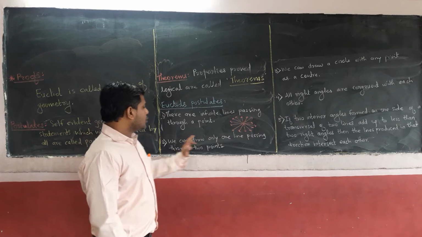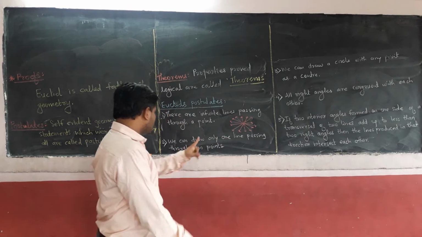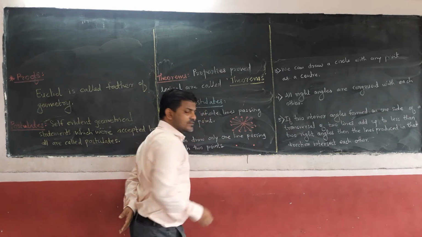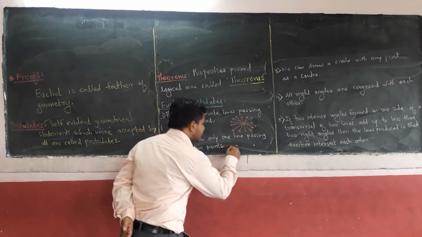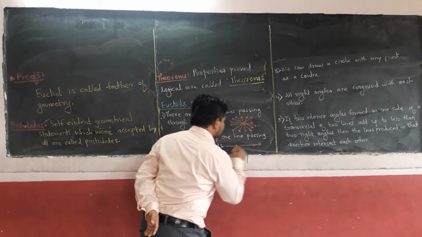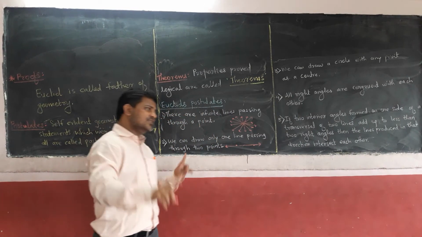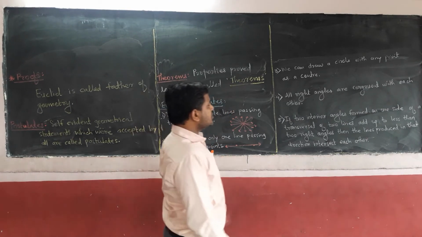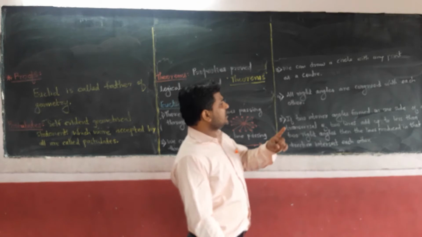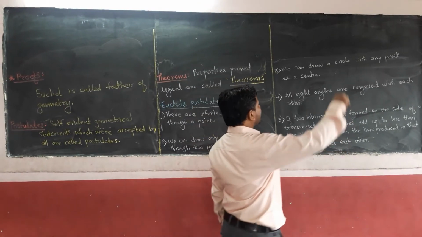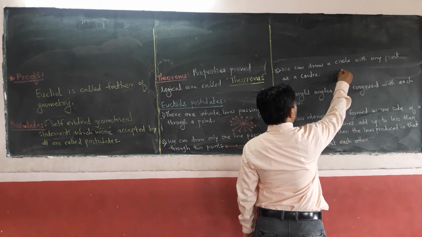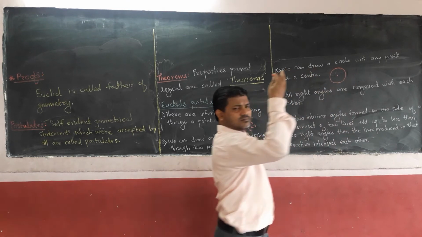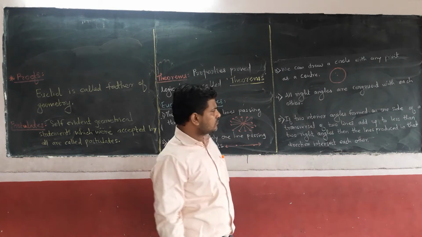Second, we can draw only one line passing through 2 points. Suppose there are 2 points. How many lines can we draw through these 2 points? Yes, we can draw only one line. It is the only one line which passes through 2 distinct points. Third postulate: we can draw a circle with any point as a center. Suppose I keep a compass here and draw a circle, I can draw a circle of any radius with any point. It is also true.